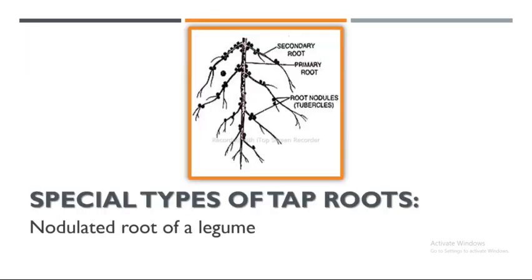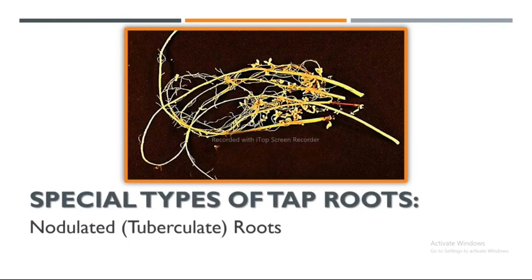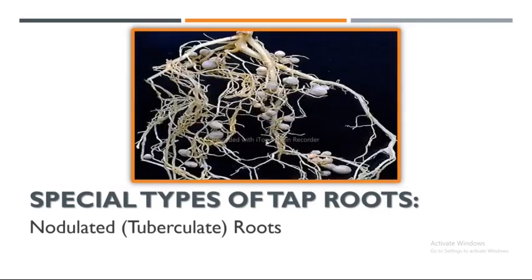So this is the special type of taproot, the nodulated root of a legume. This is the primary root, this is the secondary root, and these are root nodules, which are also known as tubercles, as shown in the figure. This is the nodulated tuberculate root as shown in the figure. Again, this is the nodulated tuberculate root as shown in the figure.